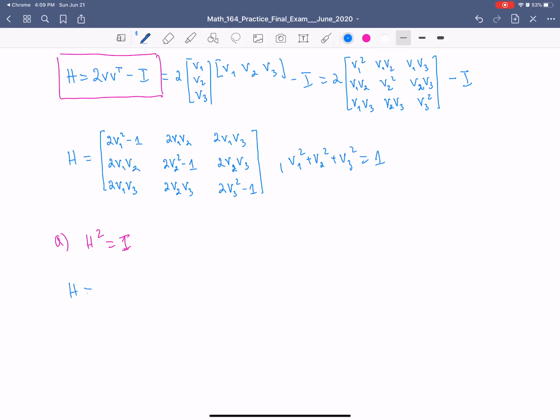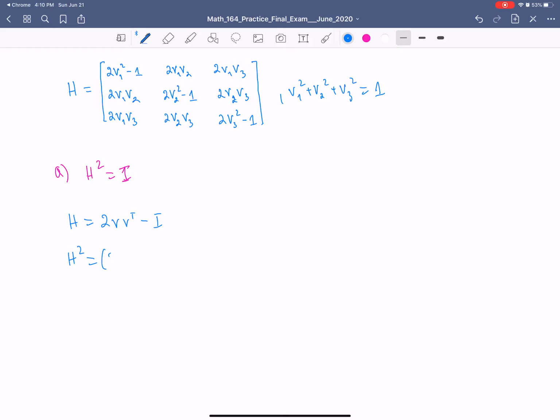So if I take my matrix H, which is 2VV transpose minus the identity, then what is H squared? So I'll take my time. This is 2VV transpose minus I times 2VV transpose minus I. And now this is just like in calculus, except that you have to pay attention to the order. On the other hand, multiplying by the identity, you have commutation. So it doesn't matter because you have a matrix minus the identity multiplied by the same matrix minus the identity. So you have this times this. The 2 and the 2, these are constants, so you get a 4.